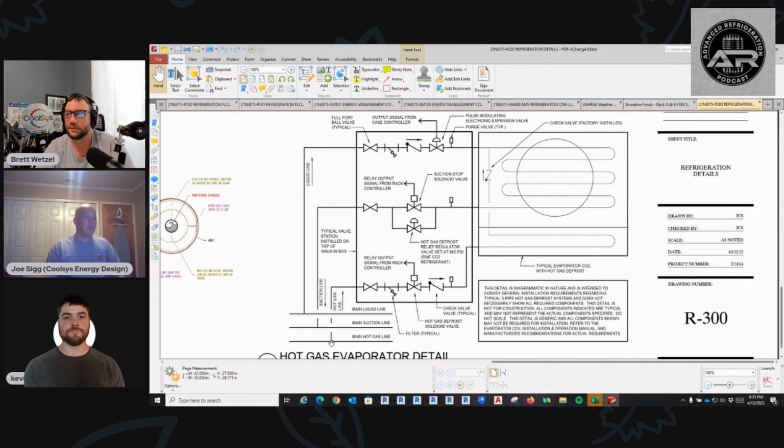When you go into defrost, hot gas comes up this line. The hot gas solenoid opens. Gas passes through the drain pan first, and then goes up through. There's a check valve here to prevent backflow. It goes up through the coil and then back through the suction line.